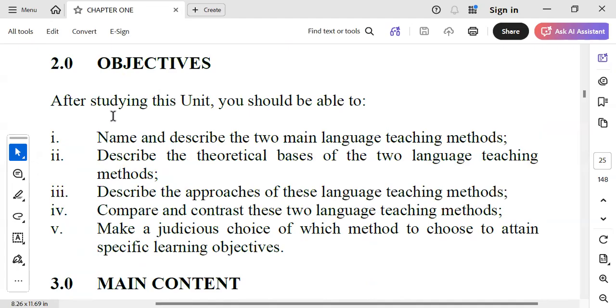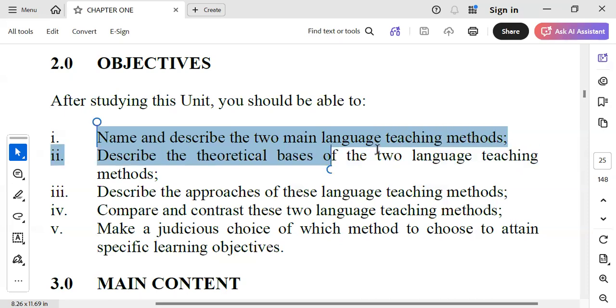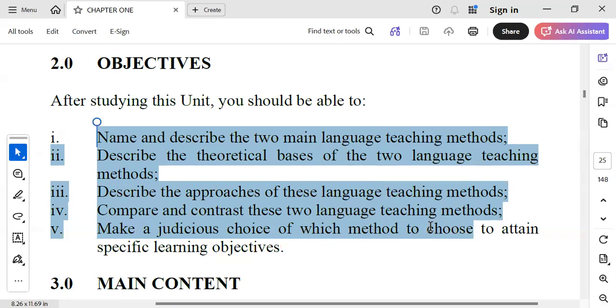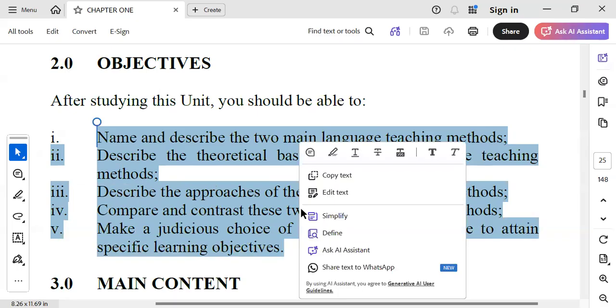Now, after studying this unit, we should be able to do the following. One, name and describe two main language teaching methods we have. Describe the theoretical basis of the two language teaching methods. We should be able to describe the approaches of these language teaching methods and then compare and contrast these two language teaching methods. And finally, we should be able to make a judicious choice of which method to use to attain a specific learning objective, which means the type of method you will use in any class will be largely based on the objectives of that class.